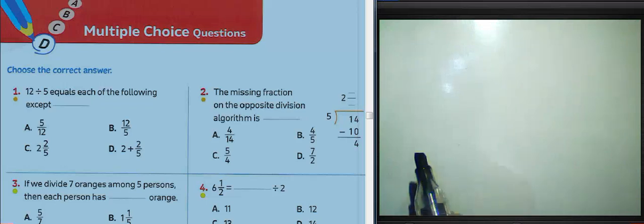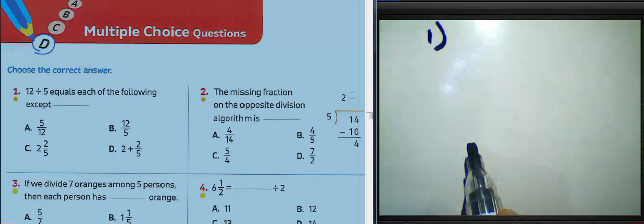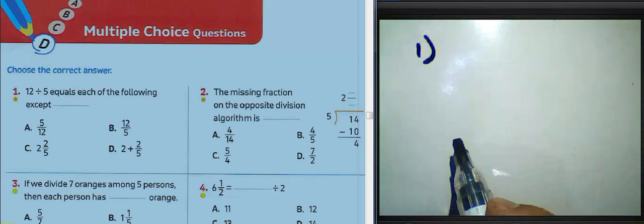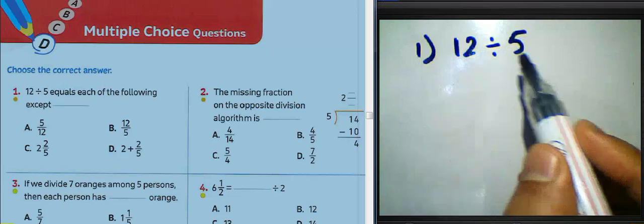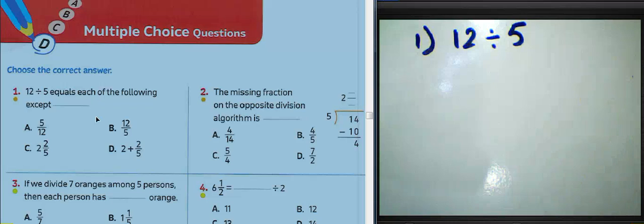Look with me at question number 1. It's about unit 9, okay? Question number 1: 12 divided by 5 equals each of the following except space. He asked about except, okay?